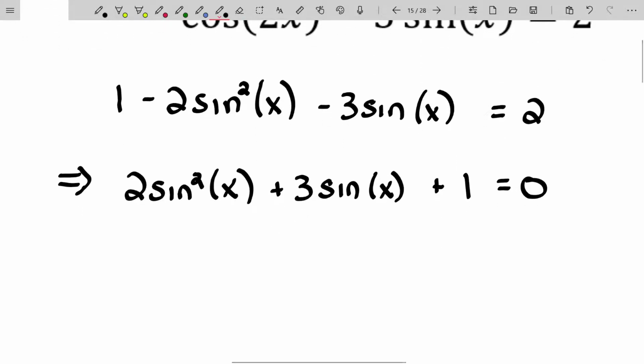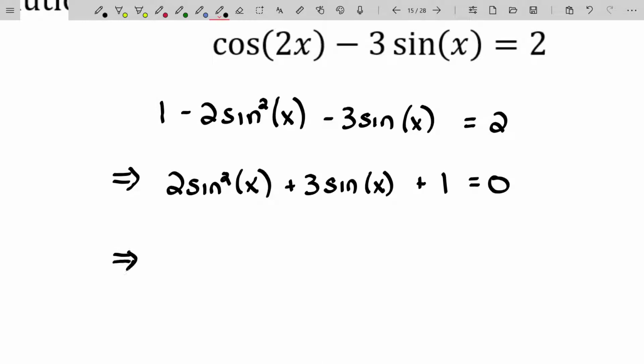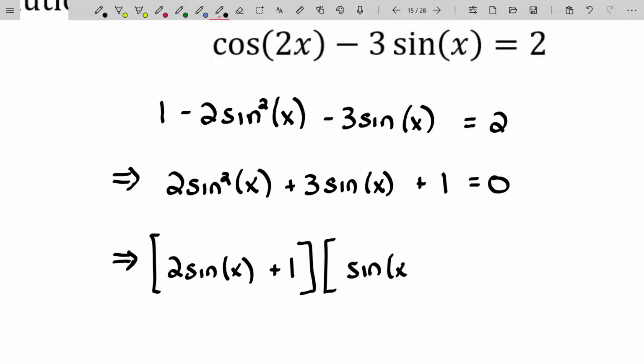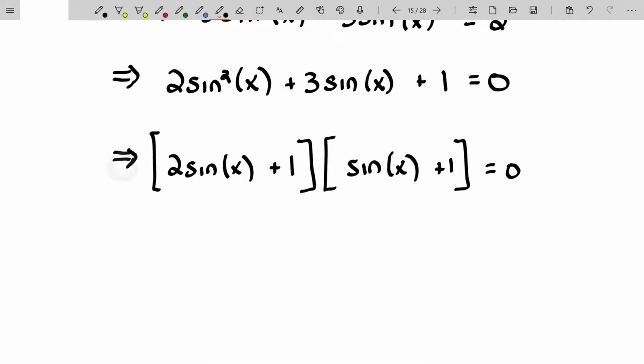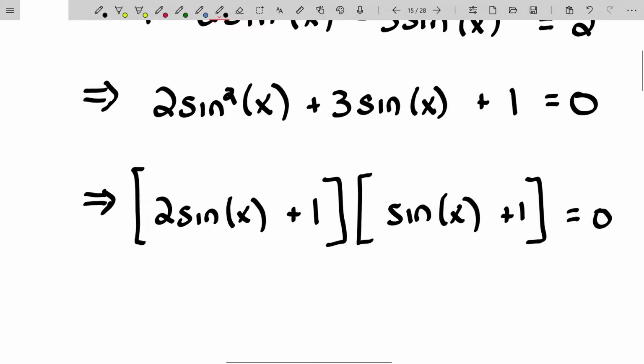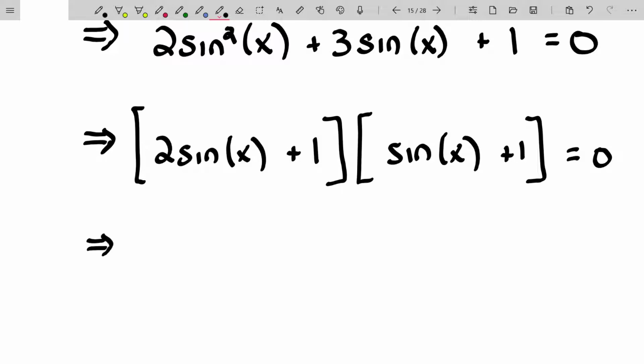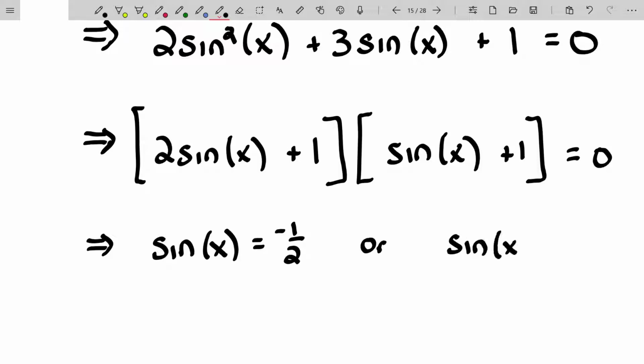There we go. That should hopefully make sense to you. And now I'm going to see if that factors, and it totally does. It factors to 2 sine of x plus 1 times sine of x plus 1. You can double check my factoring, but I'm certain that's how it factors. And so therefore, either the first factor is 0 or the second factor is 0, because these two objects are multiplying to become 0. So that means that either sine of x is -1/2 or sine of x is -1. And we're solving each of those separately.